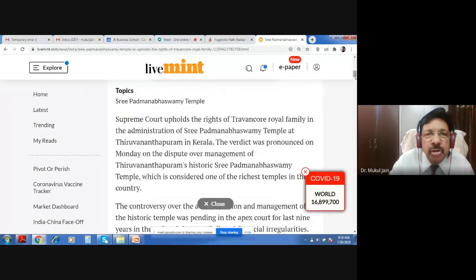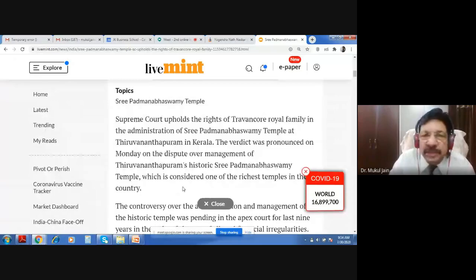Supreme Court upholds the right of Travancore royal family in the administration of temple at Tiruvananthapuram in Kerala. The verdict was pronounced on Monday on the dispute over management of Tiruvananthapuram historic Shri Padmanabha Swami temple, which is considered one of the richest temple.